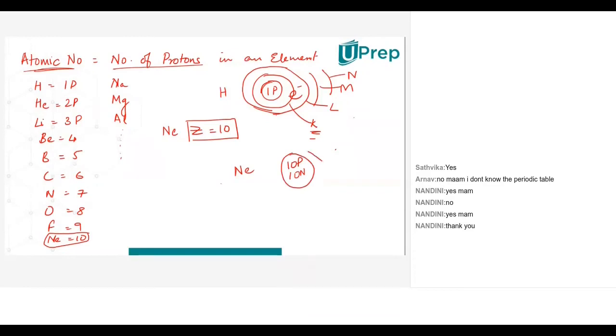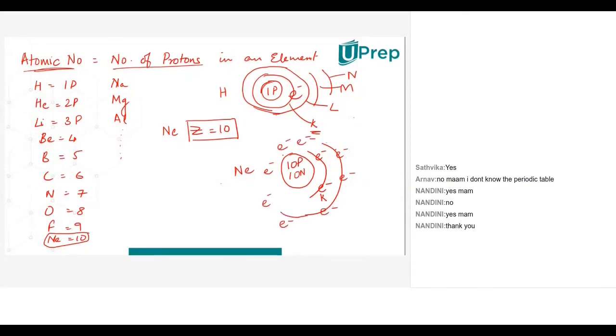Around the nucleus, I have the K shell. K shell will have 2 electrons. K shell cannot have more than 2 electrons; the maximum it can have is only 2. Then around the K shell, I have the L shell. It has 8 electrons. 1, 2, 3, 7, 8.